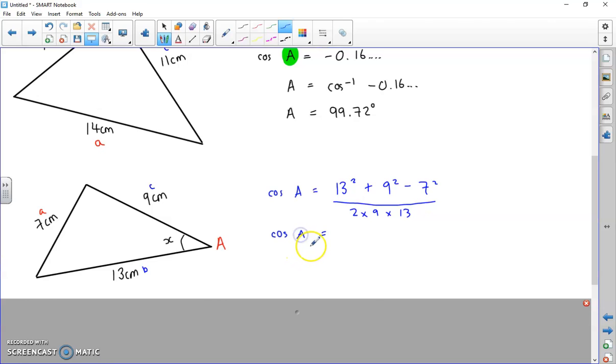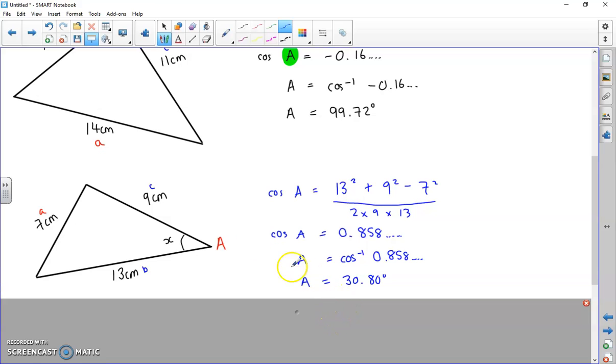We get cos A equals 0.858. When you do cos minus 1, because any time you find an angle, you need to do sine minus 1 or cos minus 1. If it's SOHCAHTOA, you might end up doing tan minus 1. But cos minus 1 for the cosine rule, 30.80 degrees. Okay, and that is the cosine rule.